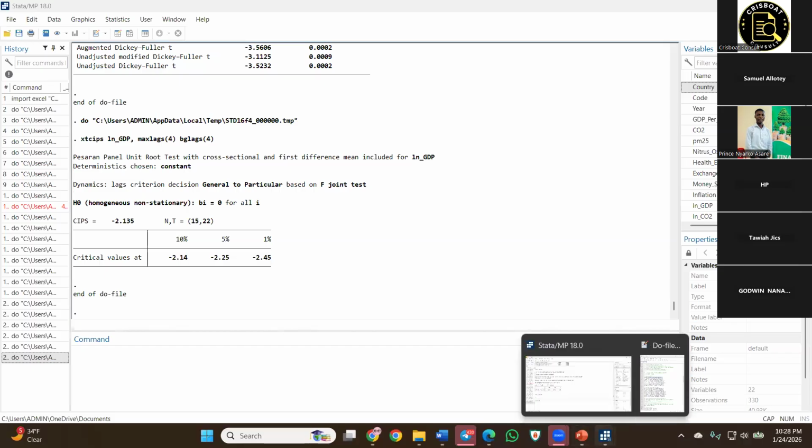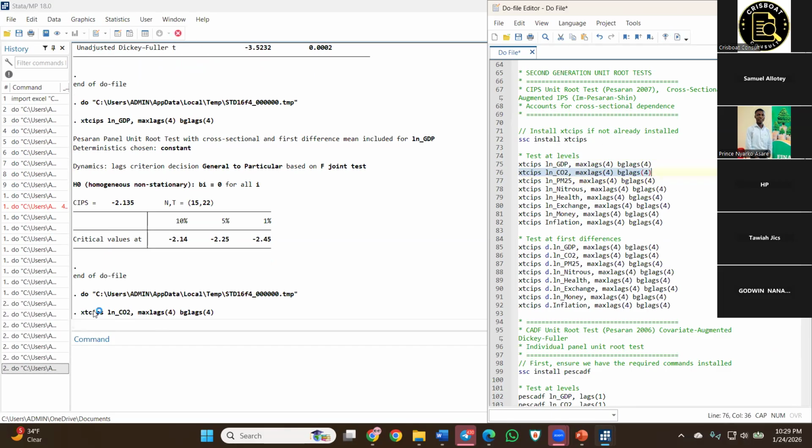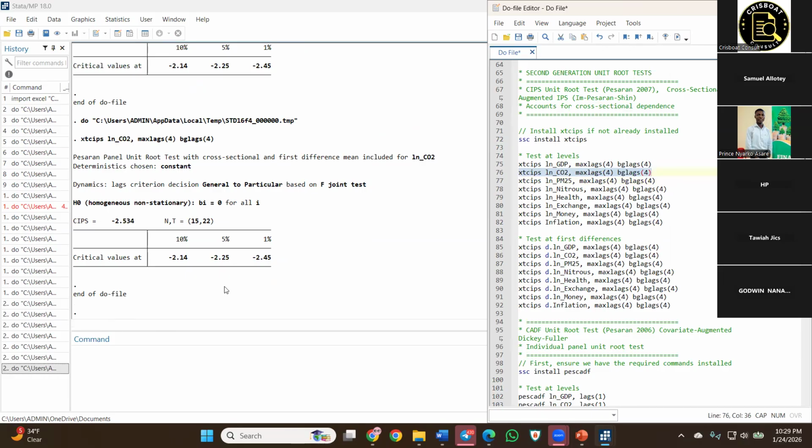Okay, so let's run the remaining ones and see. So it means that, and please, we are doing it at levels because we have not found any difference. So we are doing it at levels. Okay, so let's run it for CO2. I think I have to call some people to help us interpret it.